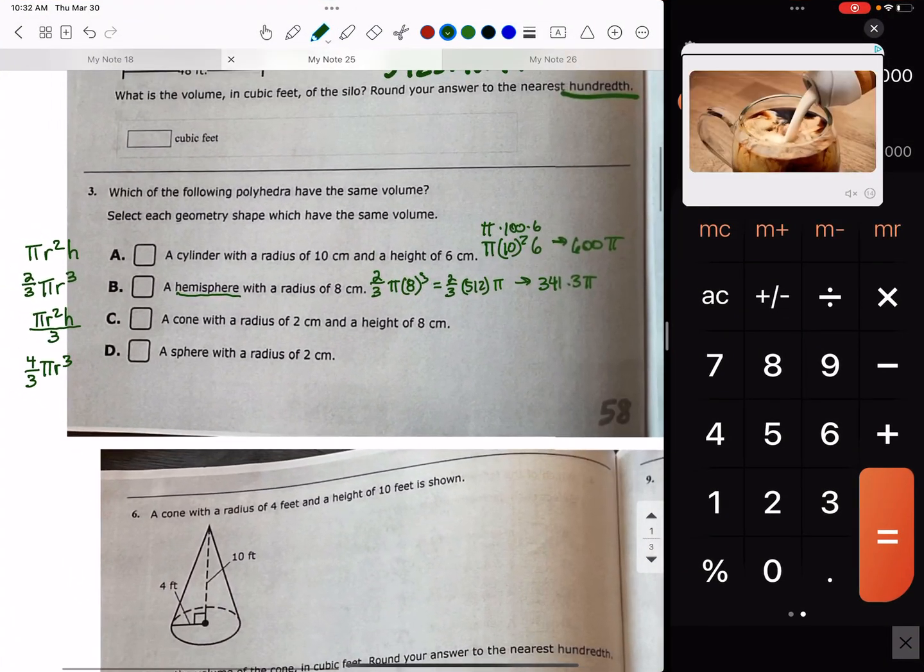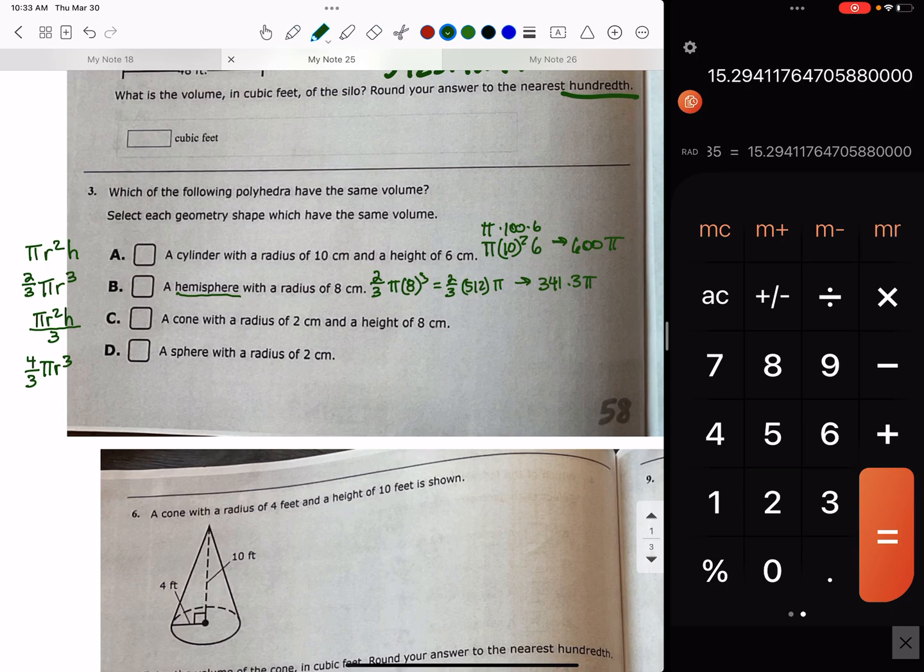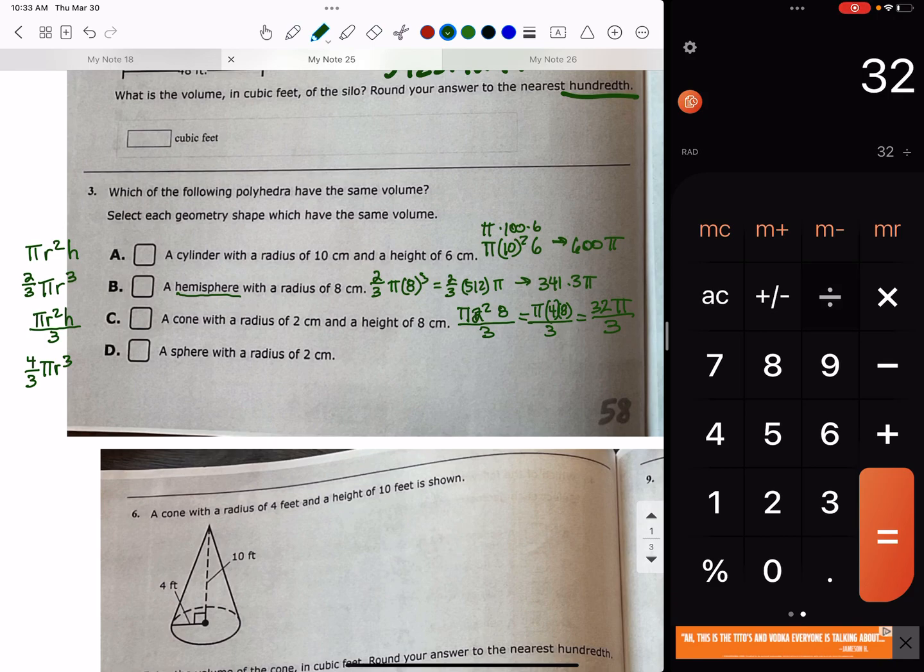Okay, next one. A cone with radius of 2. So we've got pi r squared, and the r was 2. So pi times 2 squared times 8, and then we divide by 3. So that's pi times 4 times 8 divided by 3. That's 32 pi divided by 3. And I'm just going to leave it like that. 32 pi divided by 3. And I could do 32 divided by 3. That's like 10.66 pi. 10.6, we'll say 10.67 pi.